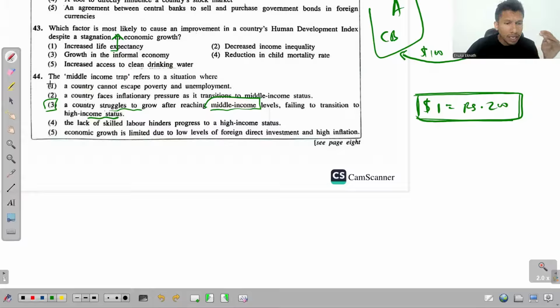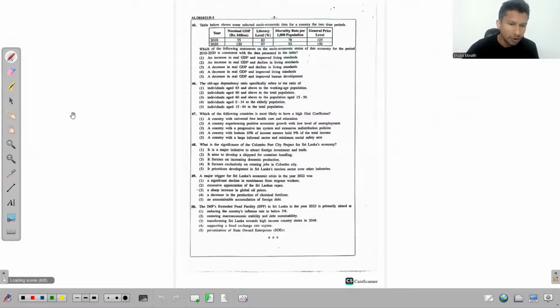This is what I believe. Even if you look at the five provided answers without any knowledge with regard to this middle income trap, you will still be able to figure out the answer using your common sense. All right, now let's move to question 45.